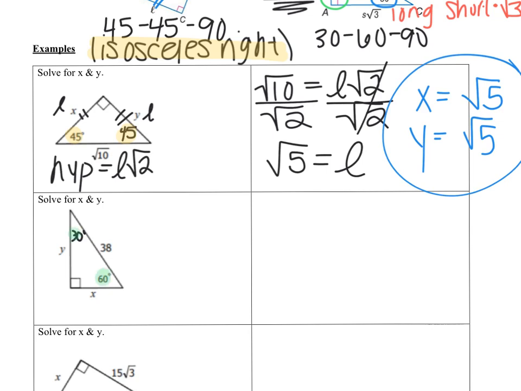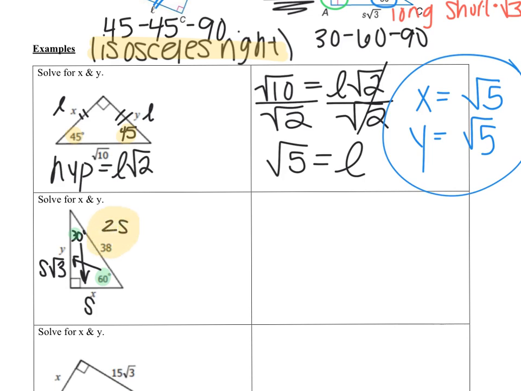All right. So now I always go through and label my short side S, my long side S root 3, and my hypotenuse 2S. So I'm going to label my short side, which is always across from my 30-degree angle, S. My long side is always across from my 60-degree angle, S root 3. And then my hypotenuse is always across from my right angle, which is 2S.